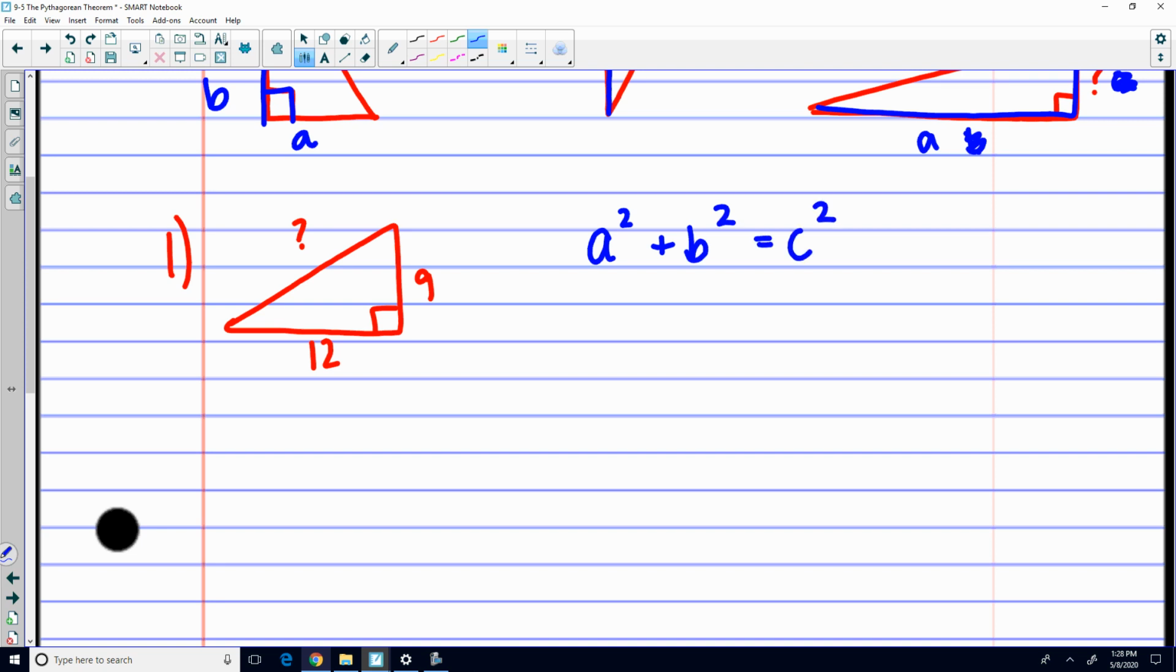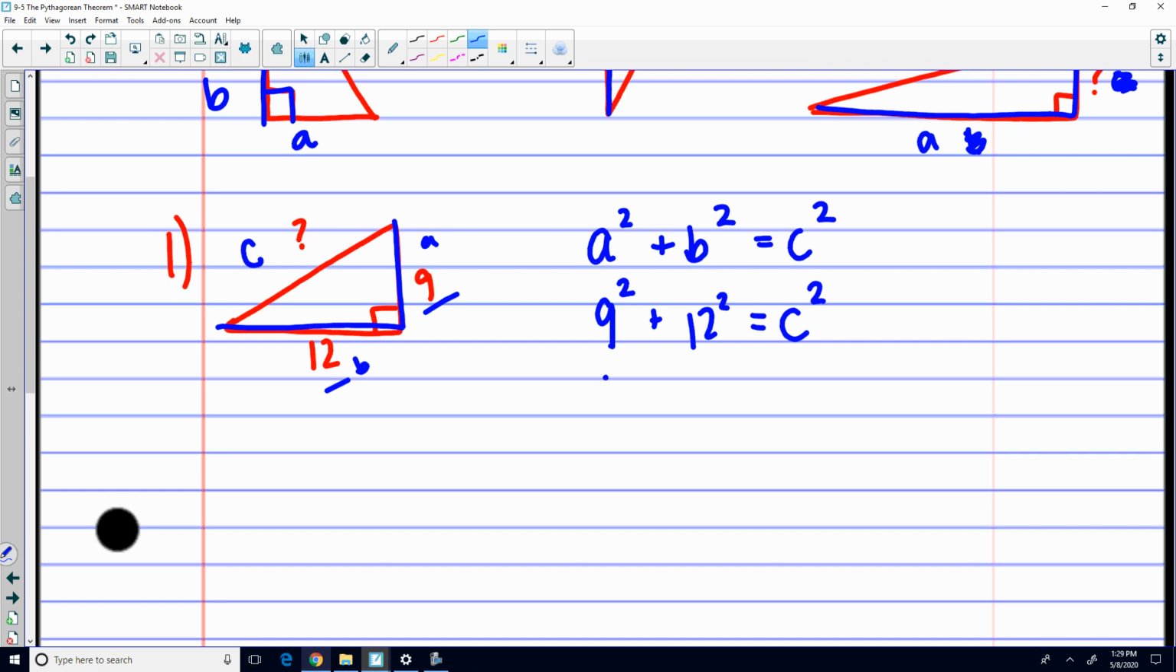All right, first I need to know what side is that. Well, that's a leg and that's a leg because they're attached to right angles, so this is C. So I'm solving for C right now. I don't know C. So let's say 9 is A and 12 is B. It doesn't really matter, but let's fill them in. So I'd have 9 squared, because that's my A, plus 12 squared, because that's my B, and my question mark is C. I don't know it, so I write C squared. That's what I'm solving for. I'm going to solve for C.